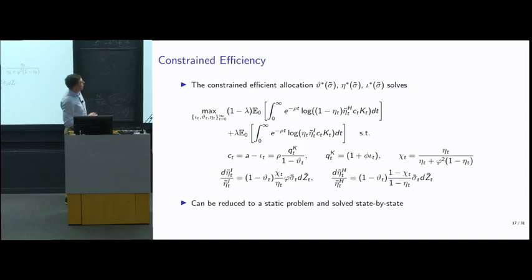That's the planner's problem. I will just briefly describe it. So the constraint efficient allocation is going to consist of varTheta as a function of the only exogenous state sigma tilde, eta the wealth share, and iota the investment rate, that solves the following problem. So there's the planner who puts two weights, 1 minus lambda on households, lambda on intermediaries, and tries to maximize this utilitarian welfare function.